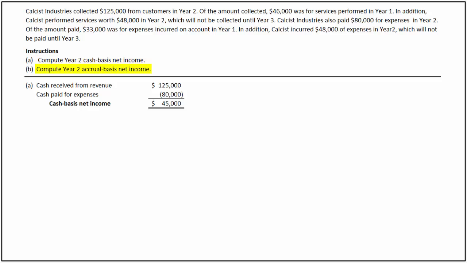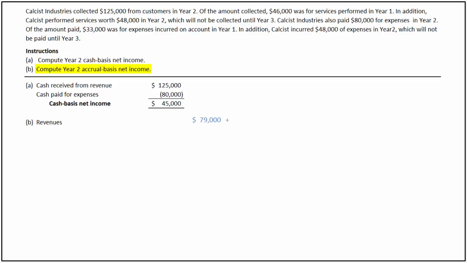Under the accrual basis, revenues are recognized when they are earned, rather than when cash is received. Calcis collected $125,000 from its customers in year 2, of which $46,000 was for services performed in year 1. As per the revenue recognition principle, $46,000 would have been recorded in year 1 when the company performed the service. Therefore, out of $125,000, the company records revenue worth $79,000 in year 2.